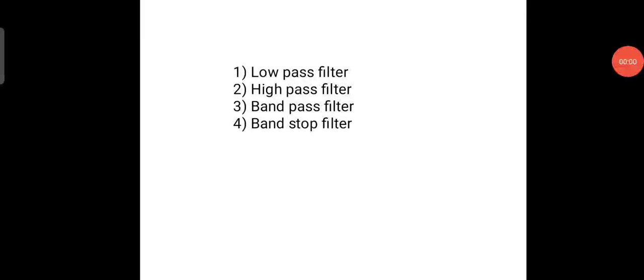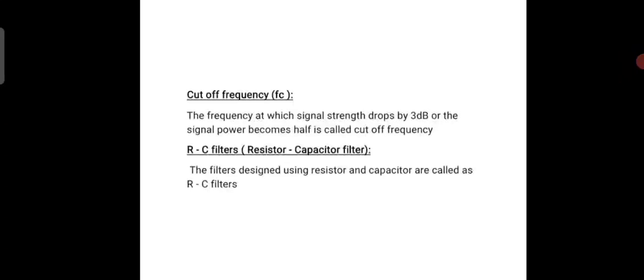Okay, now let us come across them one by one. Before going to these different types of filters, let us see one of the important concepts, that is cutoff frequency. The cutoff frequency means the frequency at which the signal strength drops by 3 decibel, that is 3 dB, or the signal power becomes half, is called the cutoff frequency.